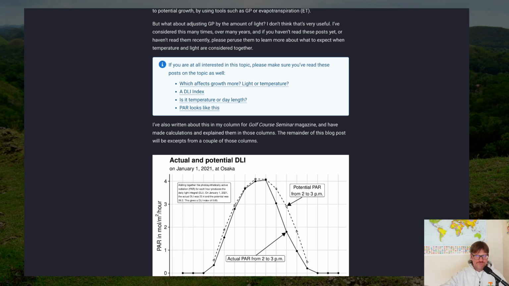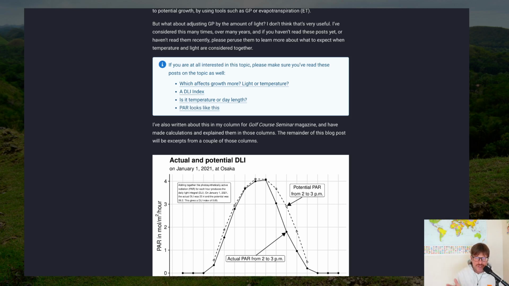I concluded it was temperature because the day length moves together with temperature in temperate locations. As you move away from the equator, what you find is when the temperature goes up, you get more light. When the temperature goes down, there's less light. It turns out that there's still quite a bit of photosynthetically active radiation, even in the winter. I've got another blog post that I suggested looking at that is PAR looks like this.